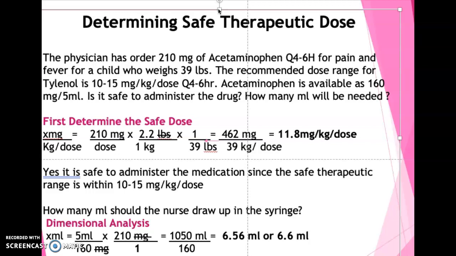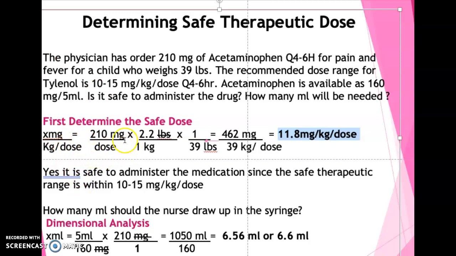First, what are we looking for? First, we need to determine the safe dose. Acetaminophen is available in 160 milligrams. Is it safe to administer the drug? How many mLs will be needed? So we're looking first for the safe dose. We set up the equation, looking for X milligrams per kilogram per dose.